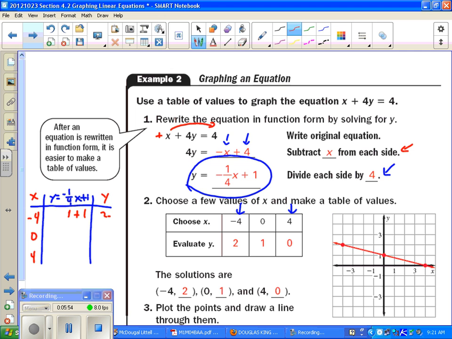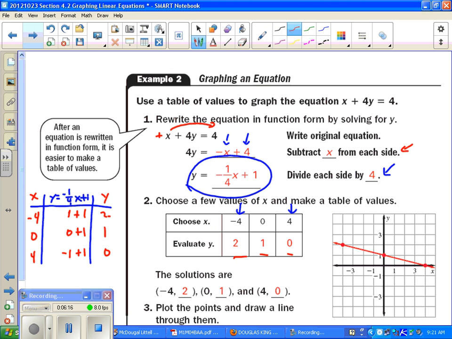Negative 1/4 times 0, which is x's value this time. Anything times 0 is 0, plus 1 will be 1. And then negative 1/4 times 4 will give us a negative 1 plus 1, which leaves us with 0. And that's where these values come from: 2, 1, and 0.